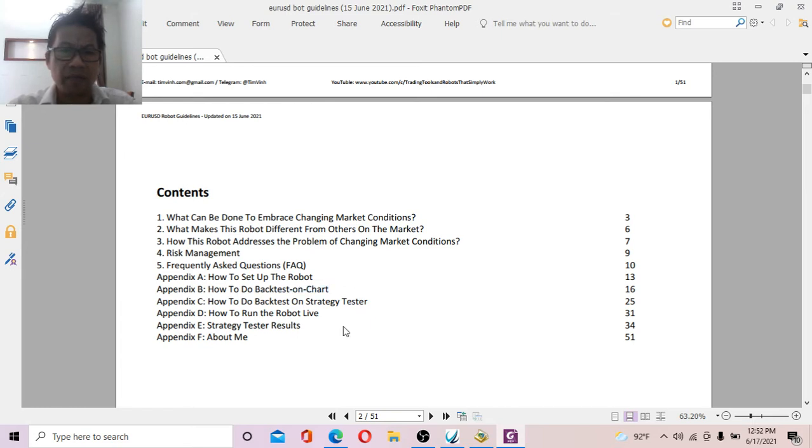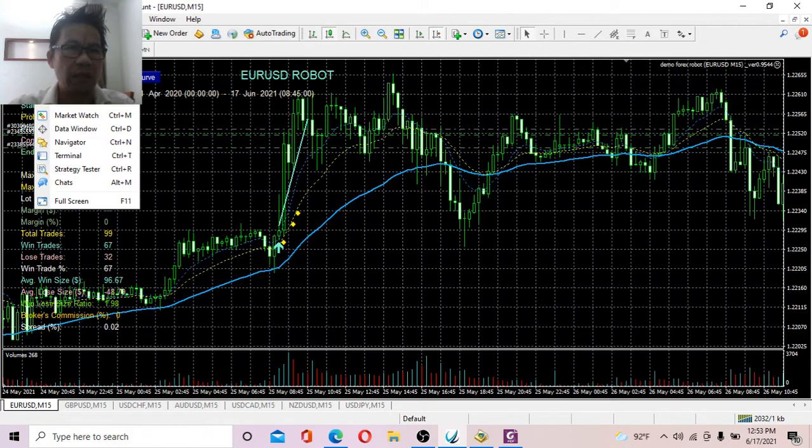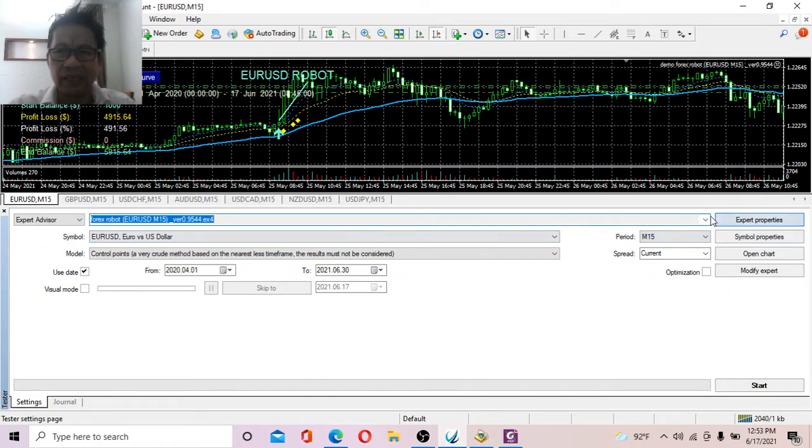Now let's talk about backtesting on the MT4 strategy tester. Let's go back to MT4. If you want to backtest the robot on the strategy tester, go to View, then Strategy Tester, and select the robot file. You select the currency pair. To quickly backtest the robot on the strategy tester, I use control points. You enter the date and press start.